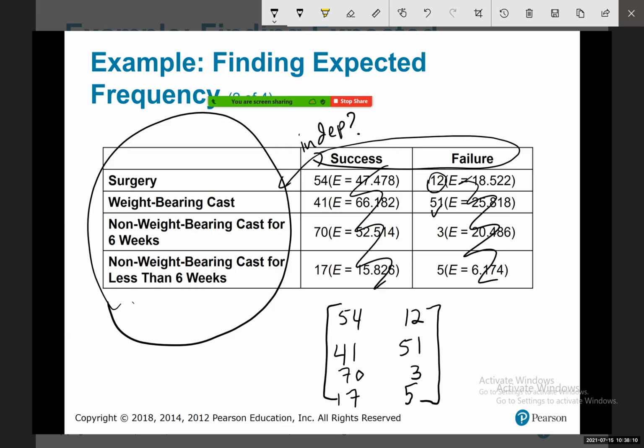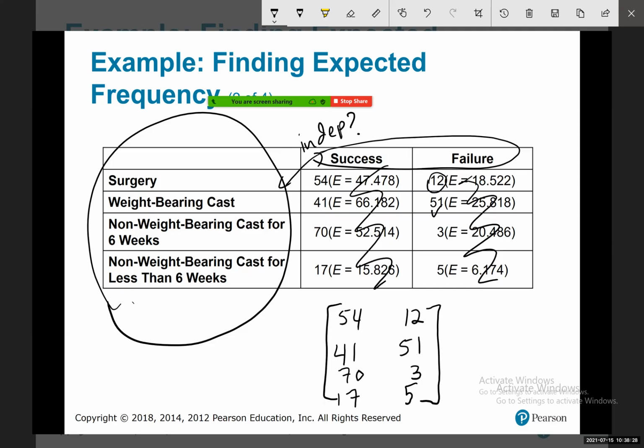So write down or take a picture of this one as I show you where you're going to enter it. So this is the observation of how many success. Can you read the table? Like surgery, 54 success, 12 failure, and so forth.